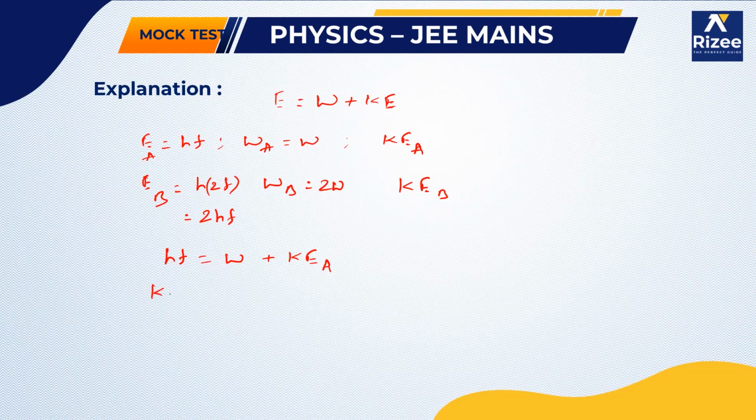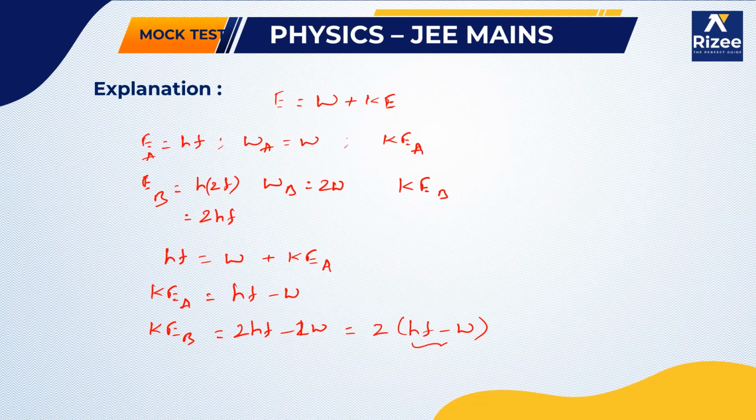So from this one, the kinetic energy of A can be written as hf minus the work function here, and similarly the kinetic energy of B, by substituting the same equation, can be written as 2 into (hf minus 2W). Here we need not even find the hf or W value. Take the 2 common, and that becomes hf minus work function. So this is nothing but the kinetic energy of A here.